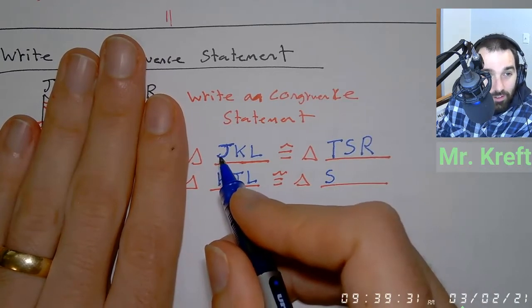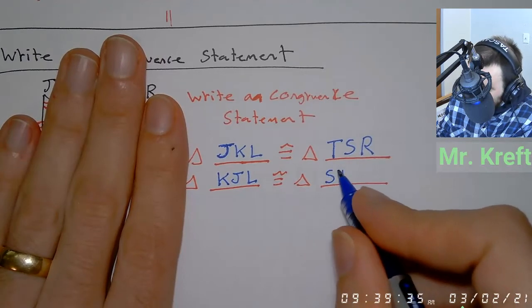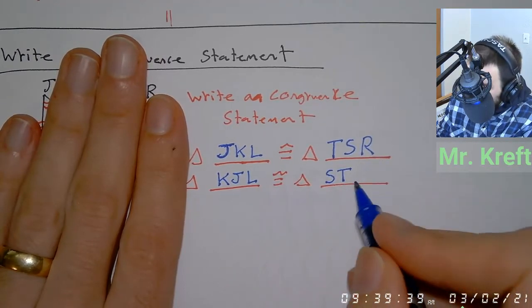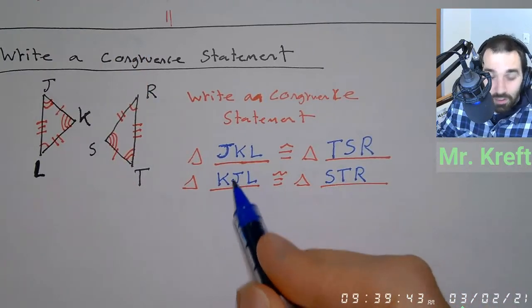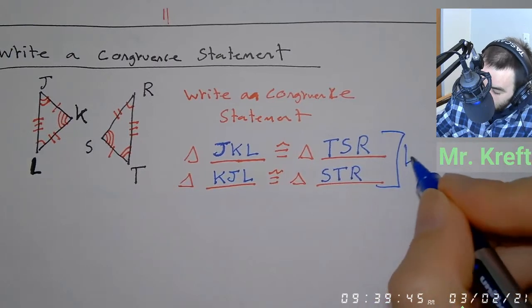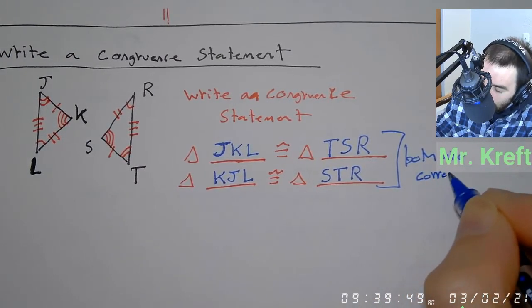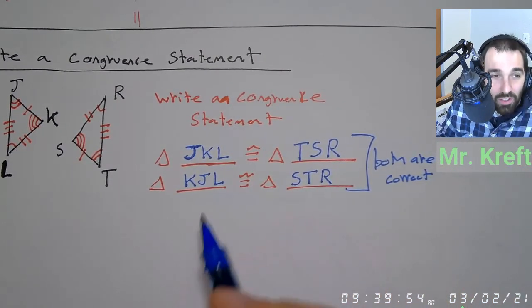Okay, what did J go with? J went with T. So J is second, T is second. L came last, it's still last, so it's still going to be R. Okay, so both of these are correct. Both are correct. And these aren't the only two that are correct, right? There's more than this.